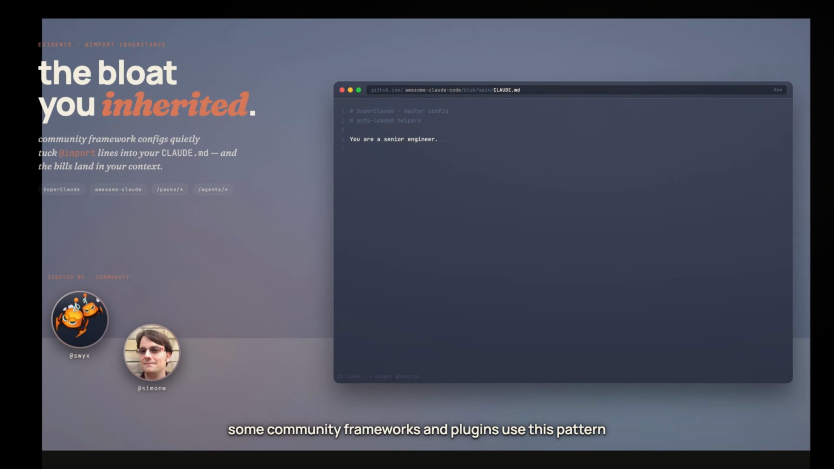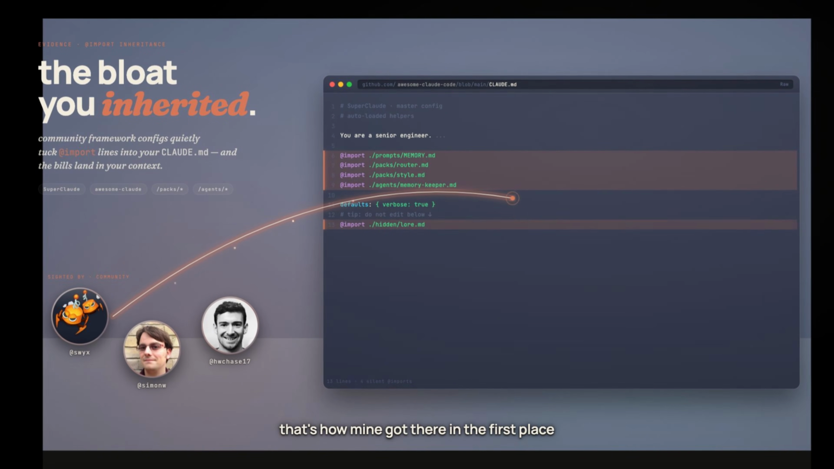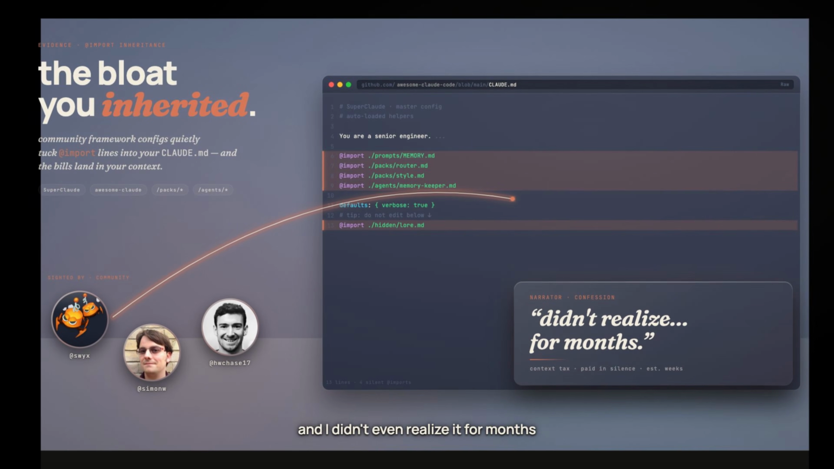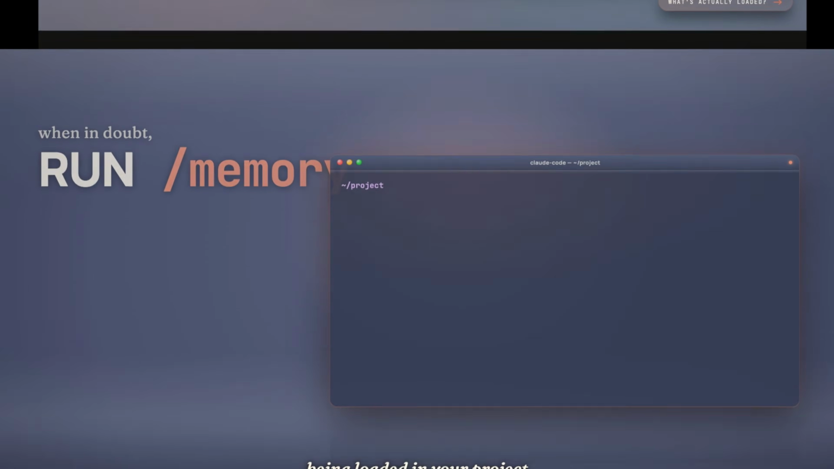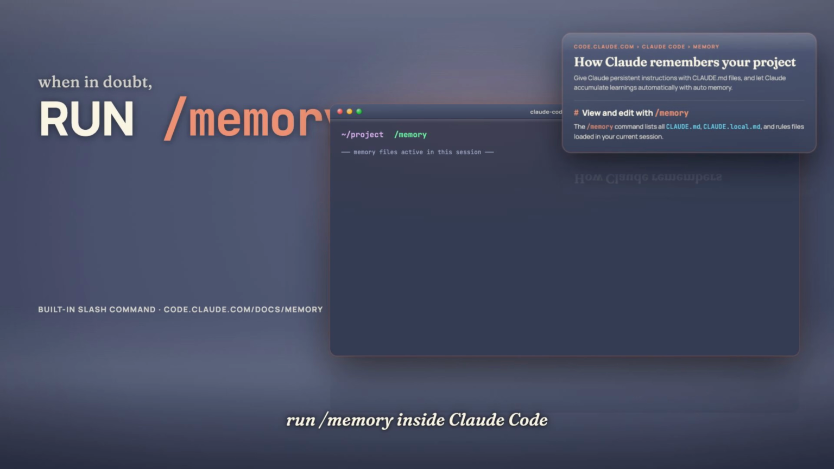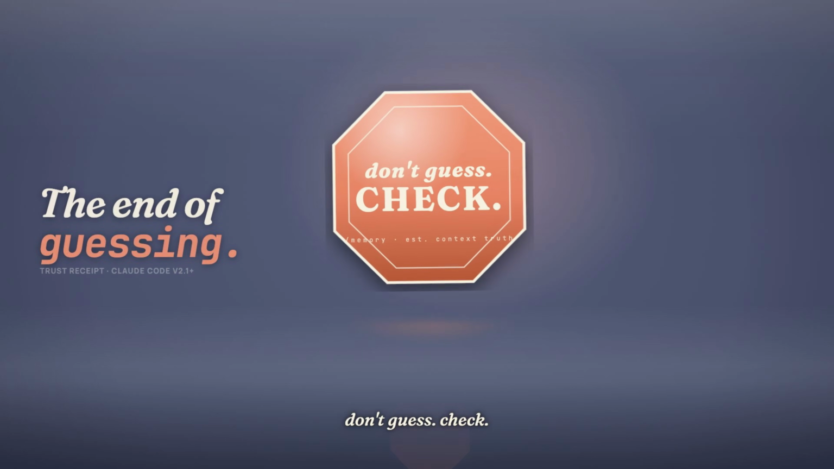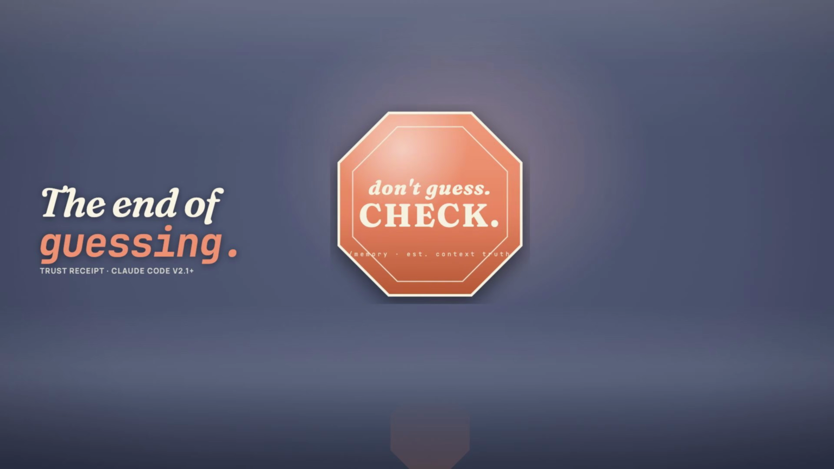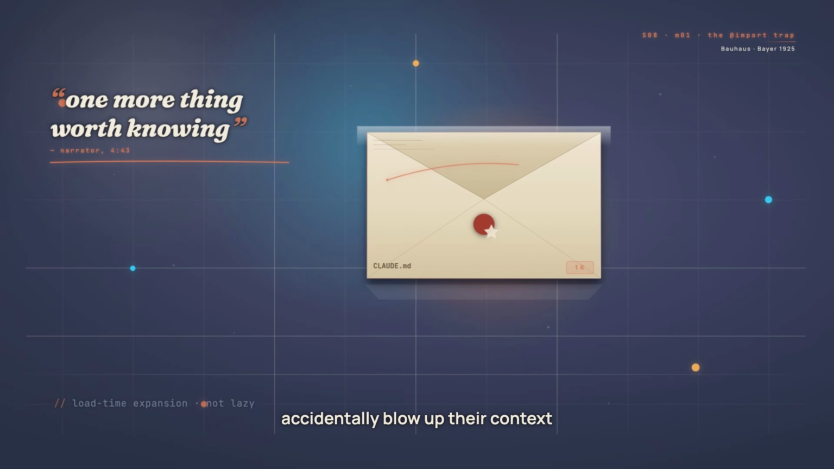Some community frameworks and plugins use this pattern. That's how mine got there in the first place, and I didn't even realize it for months. If you're not sure what's actually being loaded in your project, run /memory inside Claude Code. It'll show you every file currently active. Don't guess, check.